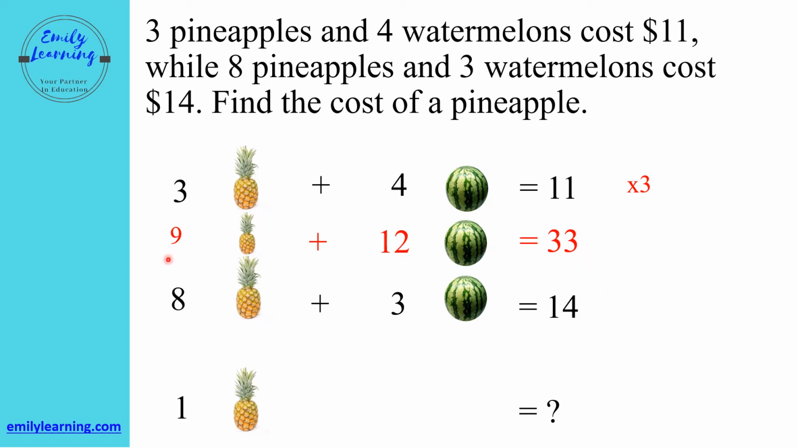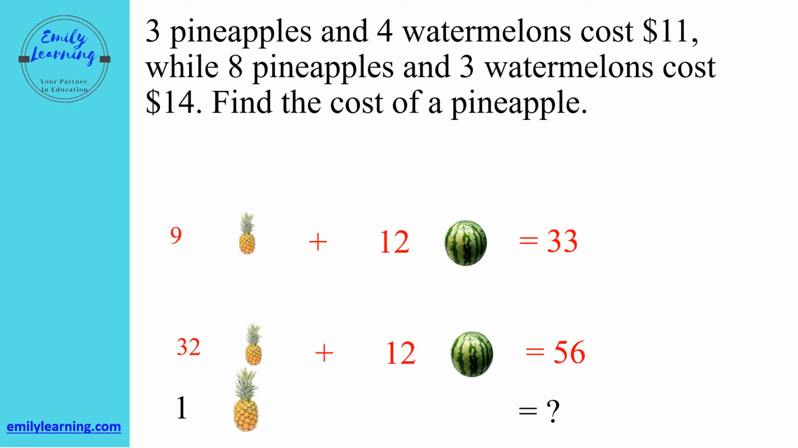Similarly, I'll do the same for this portion. So I'll multiply everything by 4. So 8 times 4 will give 32, and 3 times 4 will give 12. 14 times 4 will give 56. So you notice in these two statements, you have the same number of watermelons. So when you have the same number of watermelons, you can subtract them away.